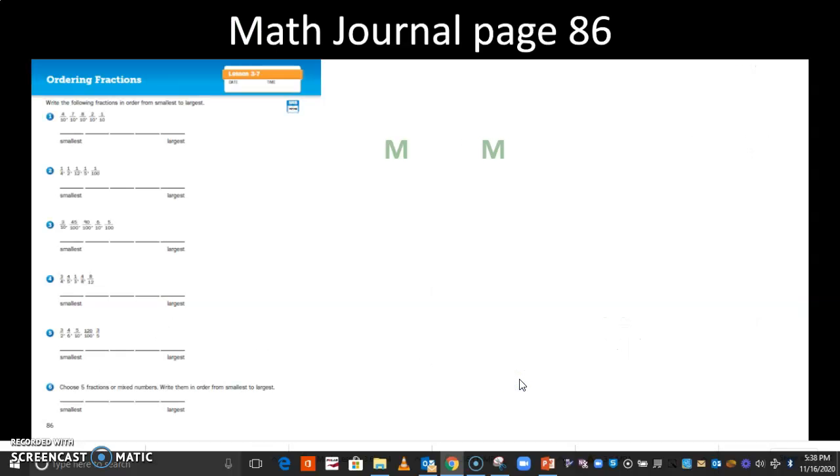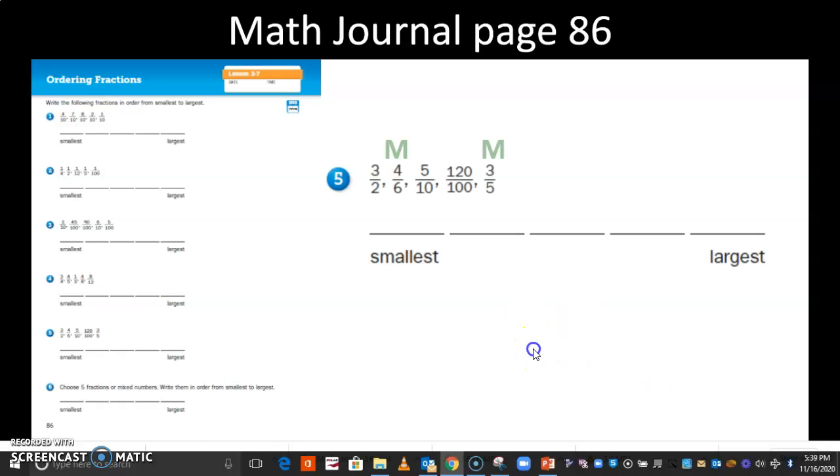Okay, guys, on Math Journal 86, you can ignore these because it's going to come up next. You're going to work on Math Journal page 86 if you want to go ahead and get that out. And we are going to zoom in on number 5. Okay, let's do number 5 together. So if you need to pause the video, pause it, get your stuff out, and then come right back to me.